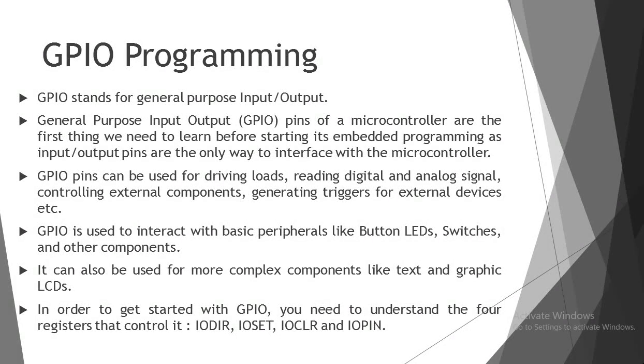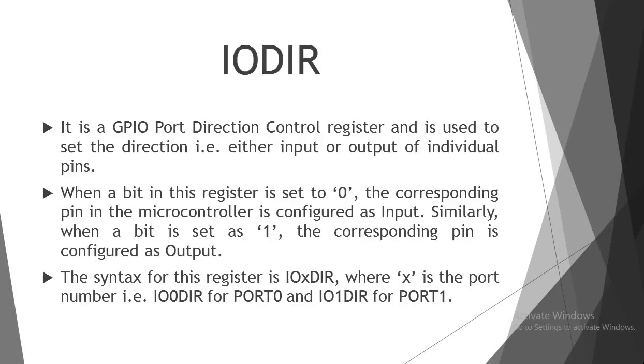In order to get started with the GPIO, you need to understand the 4 registers that control it: IO DIR, IO SET, IO CLR, IO PIN. Let's discuss the IO DIR register. It is a GPIO port direction control register and is used to set the direction, either the port works as an input or the port works as an output.